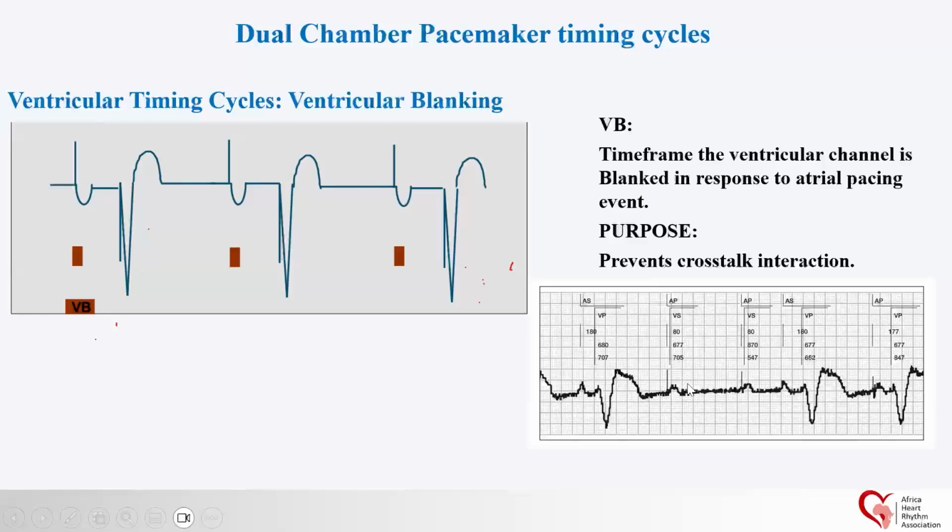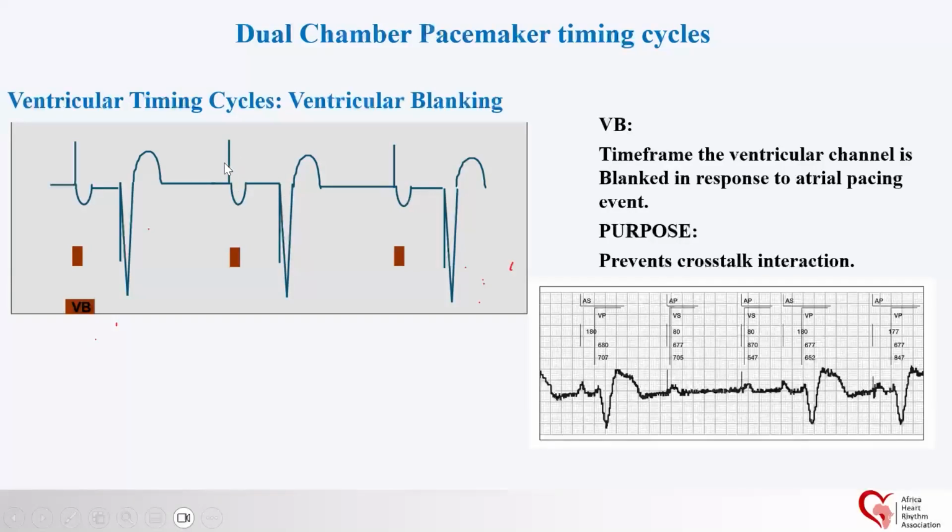Because the ventricle channel detects the spike of pacing in the atrium and will consider it as a ventricle event, which is not correct. So the device will inhibit the pacing in the ventricle. To avoid this problem, we have a ventricle blanking. The ventricle blanking prevents crosstalk in the ventricle.